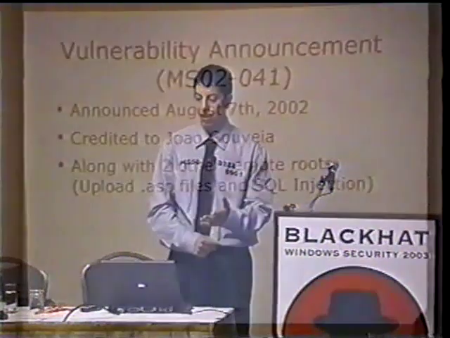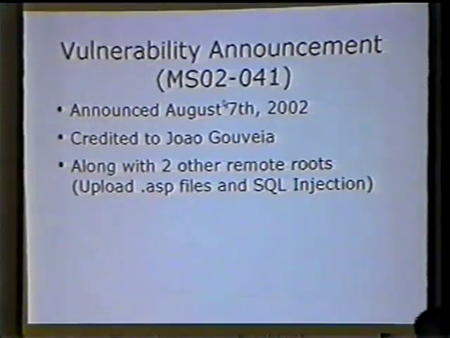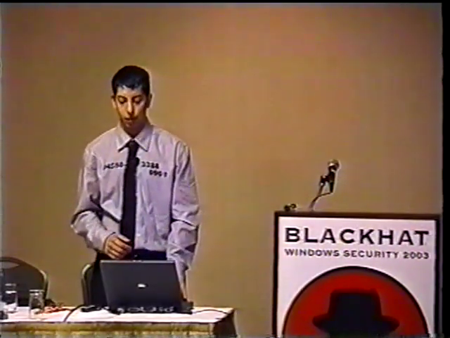So it was announced August 7th, credited to this guy. I can't pronounce his name correctly, I'm sure, so feel free to read it. But there were actually two other remotes that he found in Microsoft Content Server 2001. I think the 2001 server line was not nearly as robust as the stuff coming out now. But in this case he found a couple other things, and I haven't even looked at those since I thought this problem was more interesting. But those things as well are just the same remote roots.